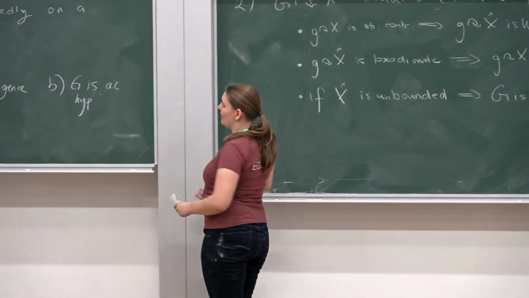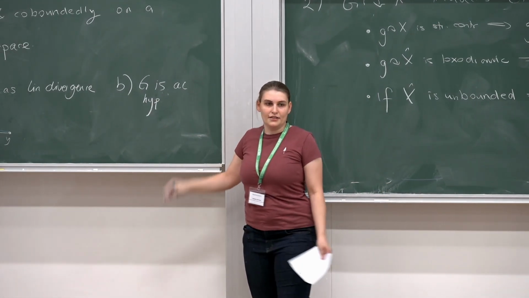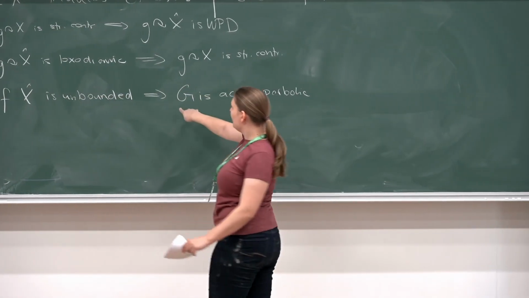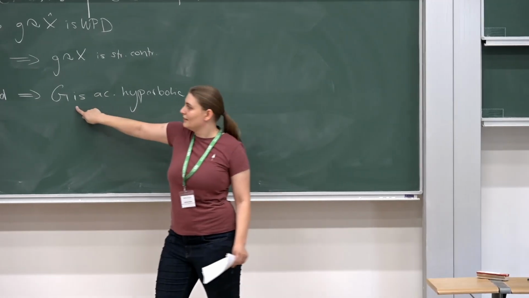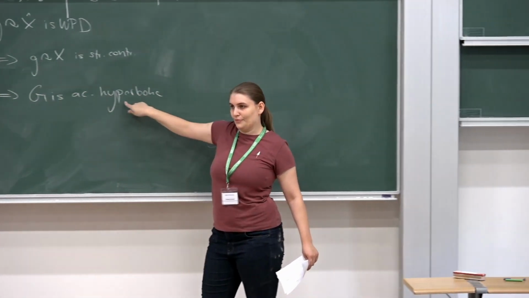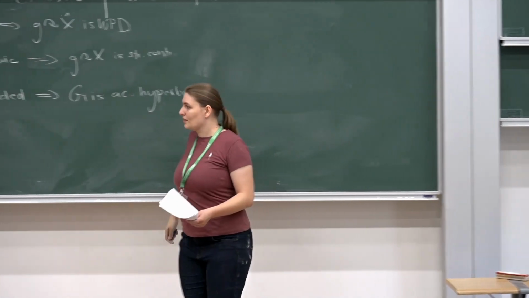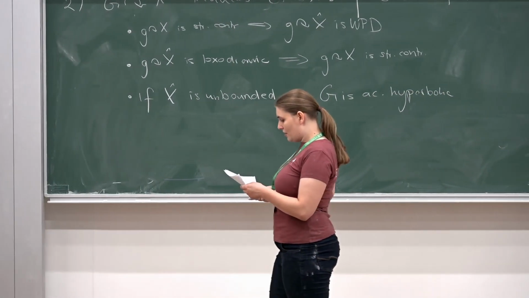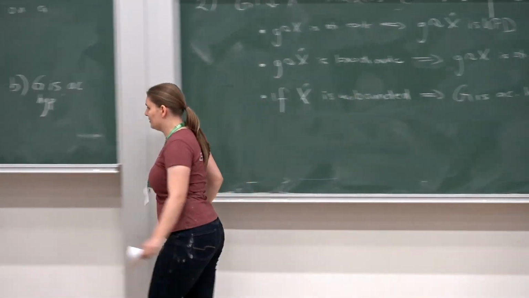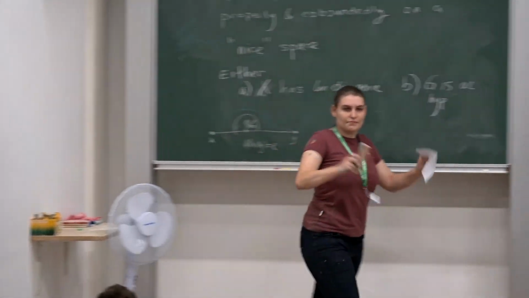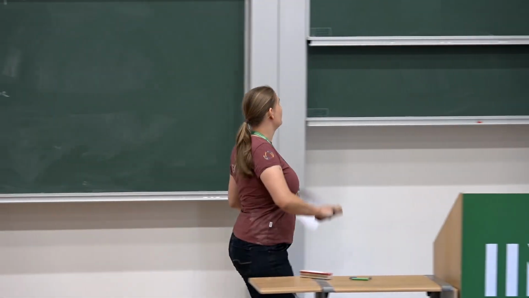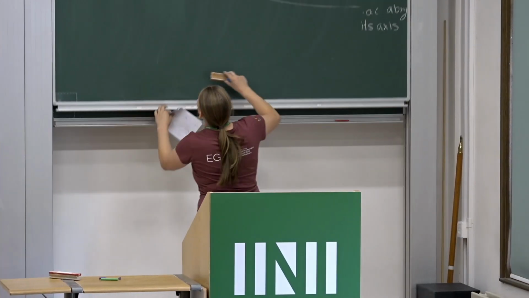And now you can ask yourself, how can we prove this using the contraction space? Well, if you look here, we already have one thing that tells us that our group is acylindrically hyperbolic. What we know is that if somehow we perform our contraction space construction on X and we get something that's unbounded, then we are acylindrically hyperbolic.